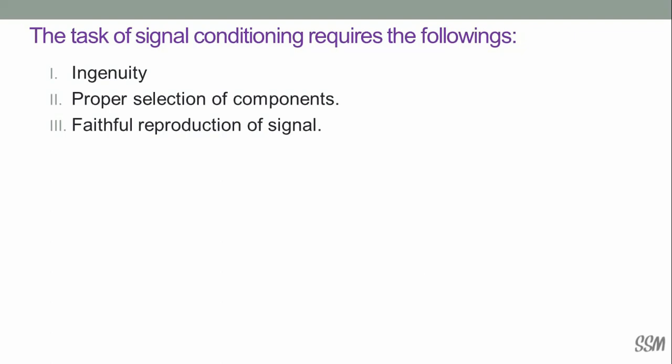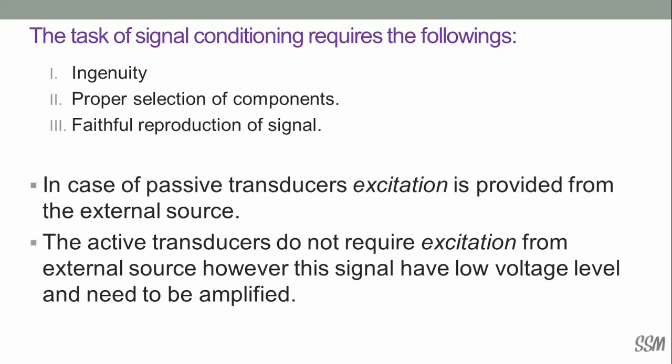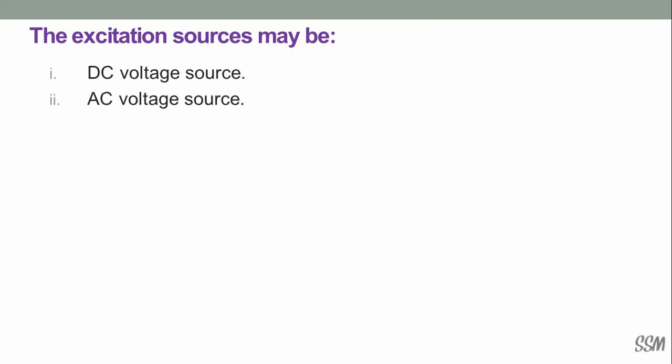In several situations, the signal conditioning or data acquisition equipment is an excitation and amplification system for a passive transducer. It may be an amplification system for active transducers. In both applications, the transducer output is brought to an adequate level to make it useful for conversion, processing, indicating, and recording. In the case of passive transducers, excitation is provided from an external source. The active transducer does not require excitation from an external source. However, this signal has a low voltage level and needs to be amplified. The excitation sources may be a DC voltage source or an AC voltage source.